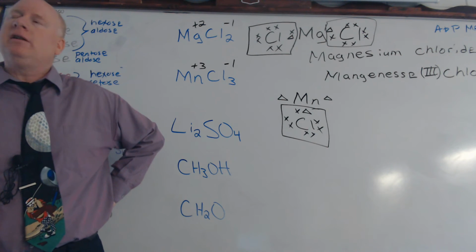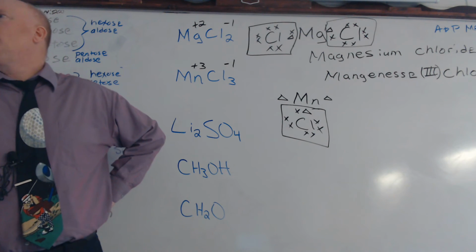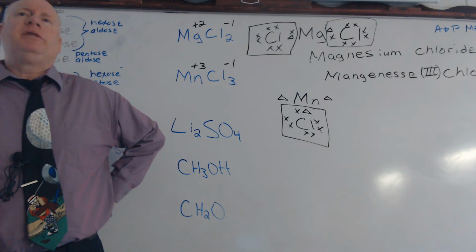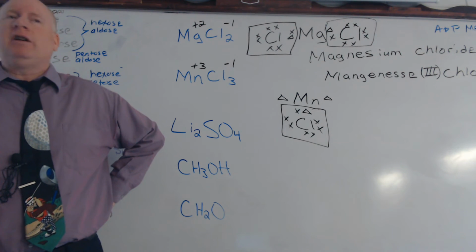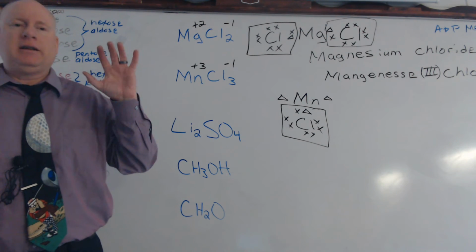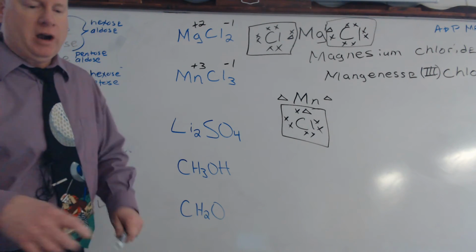It's only for elements like chromium, cobalt, manganese. Did I say iron already? Cadmium, tin, mercury, copper. All of those have multiple oxidation states. That's what the Roman numeral's for. All right.